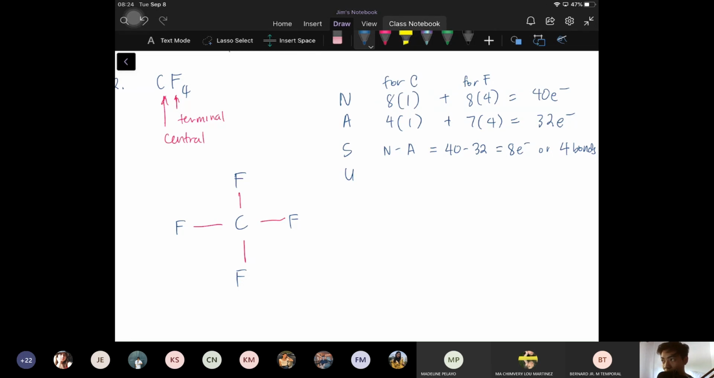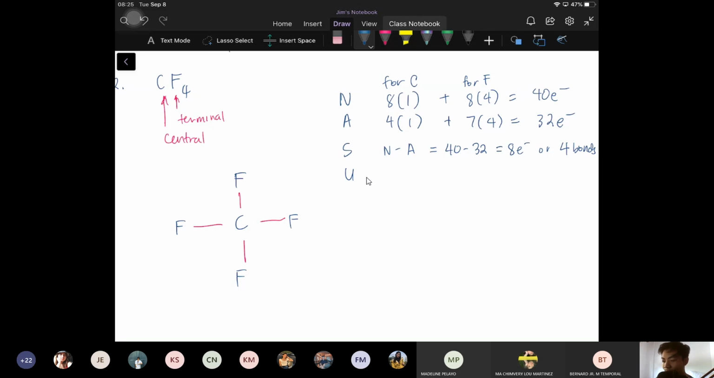Sir, paano kapag kinulang yung bond? Pag kinulang yung bond, mali. So baka may nakalimutan ka dito sa N pati sa A. Sir, paano kapag sumobra? Okay lang yan sumobra. May example tayo dyan mamaya. So N minus A, 8 electrons or 4 bonds. Sila yung shared electrons.